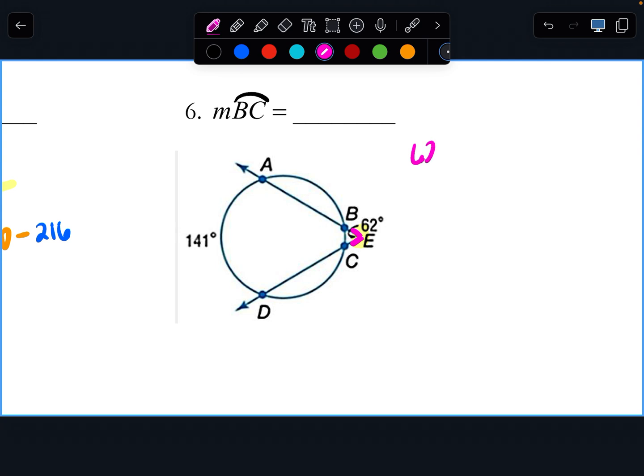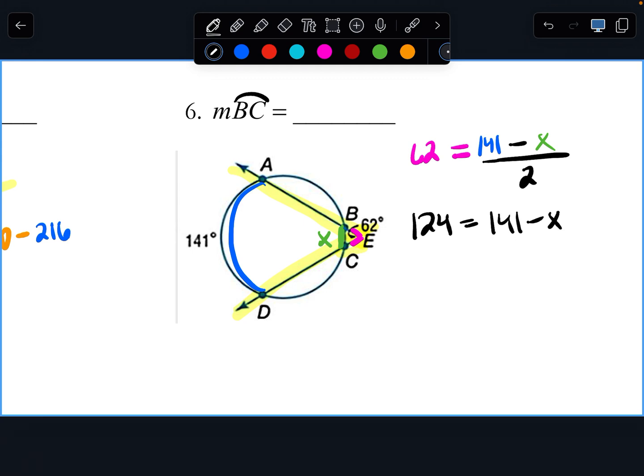So the angle 62 is where you take the big arc minus the small one and divide by 2. So your big arc, again, if it helps, extend the sides of the angle, you know. So your big arc is 141, and then your x is BC, so I usually just put x there, and then you're gonna solve it. Again, I usually just clear the fractions, it's easier for me. So you get 124 equals 141 minus x.